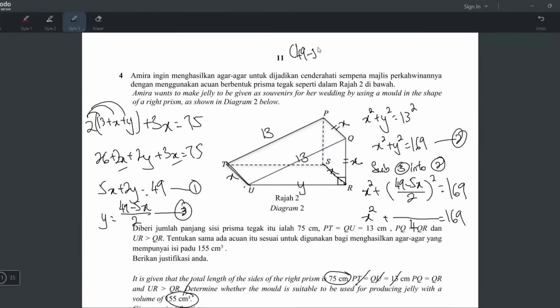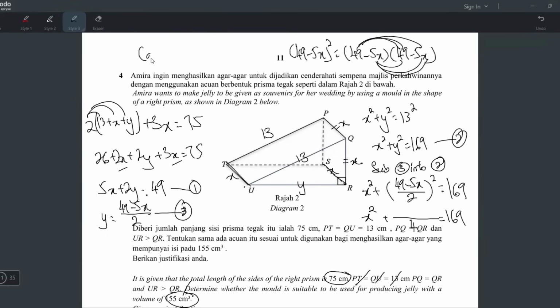49 minus 5x, bracket, square. So what it means is actually you have to take 49 minus 5x darab dengan 49 minus 5x. And then you have to buat macam ni, macam ni, macam ni, macam ni. So you cannot just take 49 times 49 negative 5x. I cannot. You also have to do the middle part.